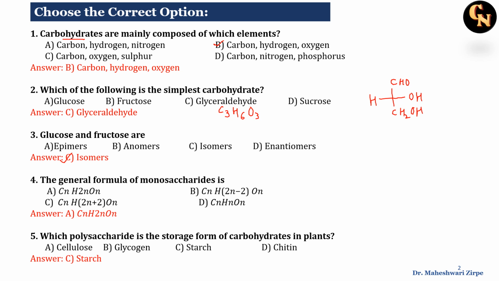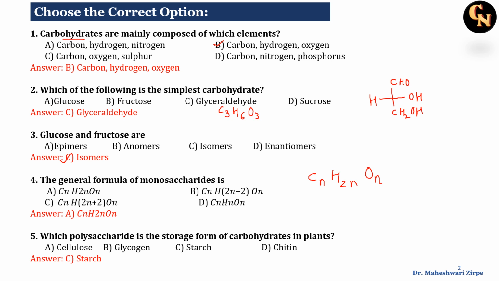Next is: the general formula of monosaccharide is dash. Here if you see the monosaccharide formula C3H6O3 and compare with this formula, C3 is n, suppose. So for 3, H should be 2n, because hydrogens are double the carbon and oxygens are the same as carbon. So this is the general formula for monosaccharide, and the correct option is A.